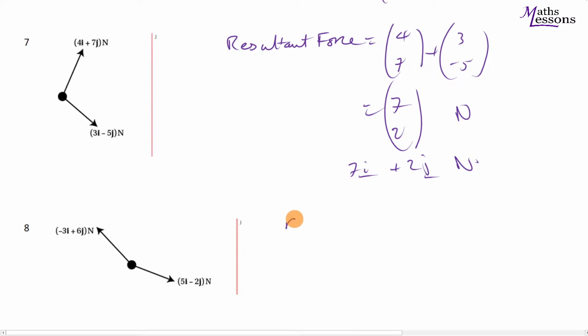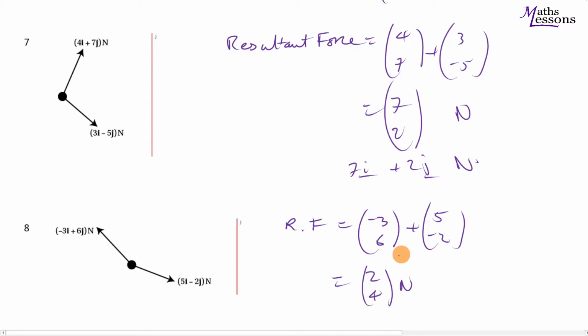On this one, the resultant force will equal (-3, 6) plus (5, -2), and that gives us (2, 4) newtons. And again, you can put that into ij format, 2i plus 4j.